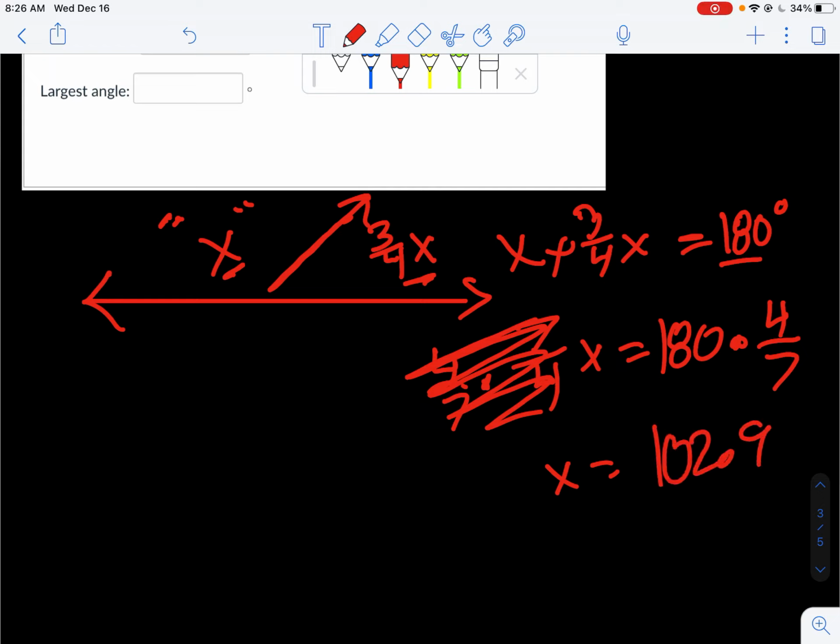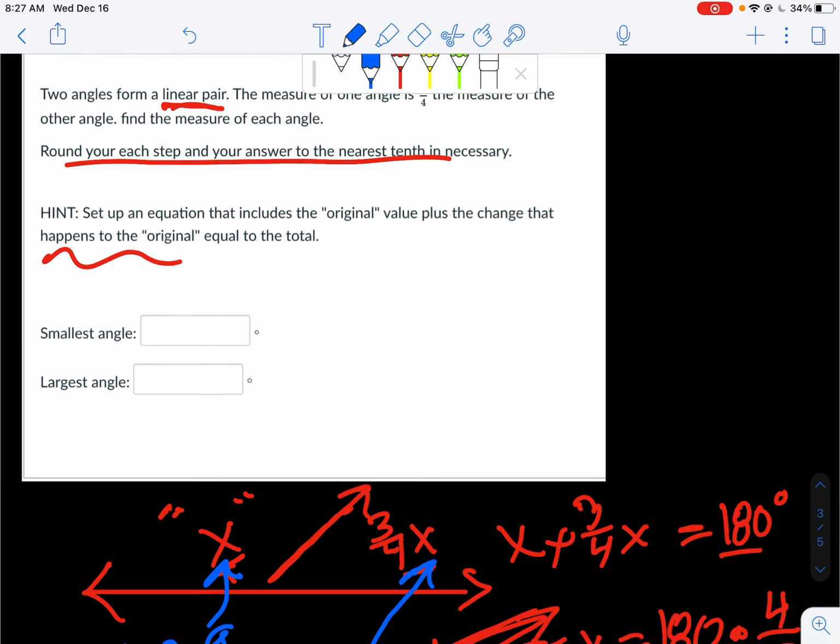102.9. So we know that this x right here is 102.9. Now we can find this other 3/4 of x by doing 102.9 multiplied by our 0.75, or multiplied by 3/4, and that would give us 77.1. So that is how we can find and how we need to set up problems that look like this.